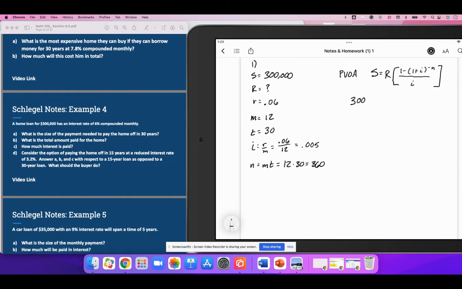Okay. So we're going to swing it into our formula over here. We have $300,000 is equal to, what's the payment? We don't know, times 1 minus 1 plus 0.005 to the power of negative 360 over 0.005.